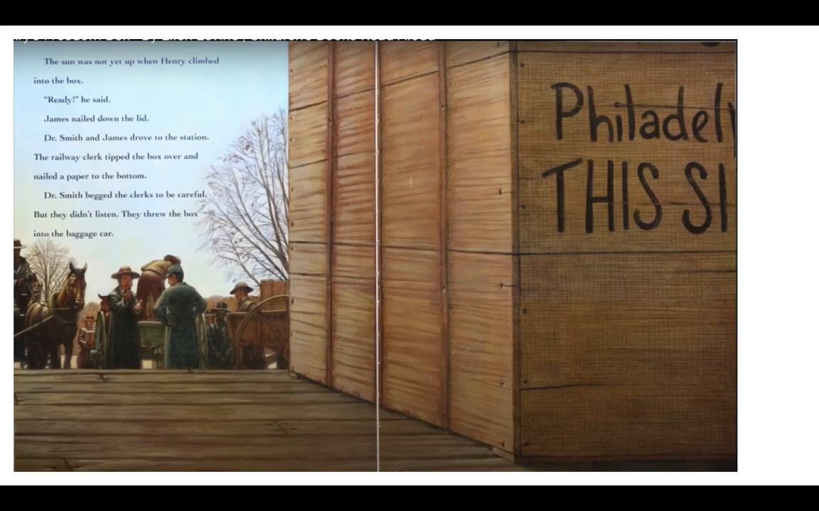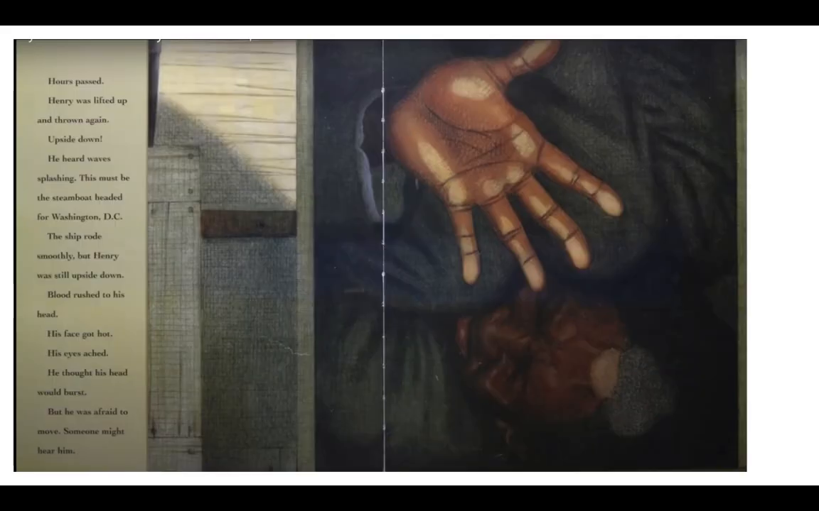The sun was not yet up when Henry climbed into the box. "Ready," he said. James nailed down the lid. Dr. Smith and James drove to the station. The railway clerk tipped the box over and nailed a paper to the bottom. Dr. Smith begged the clerks to be careful, but they didn't listen. They threw the box into the baggage car.